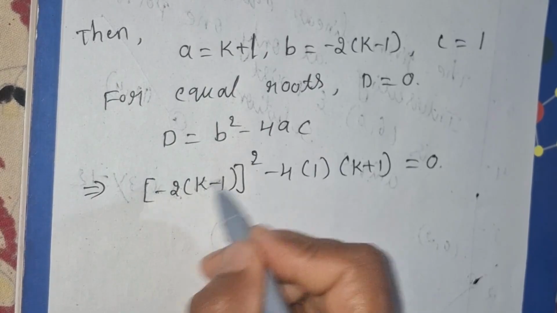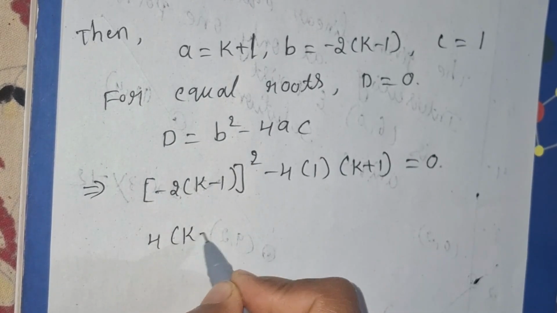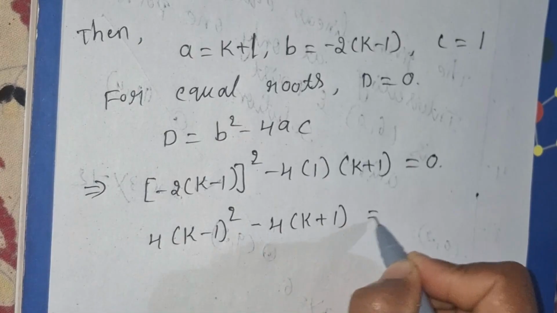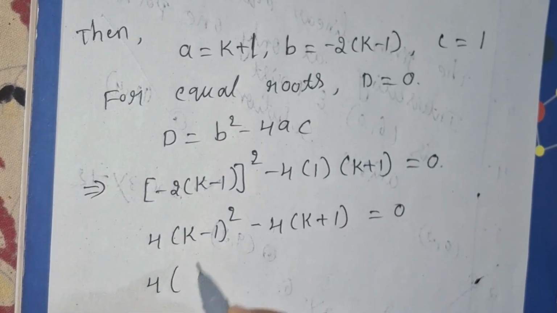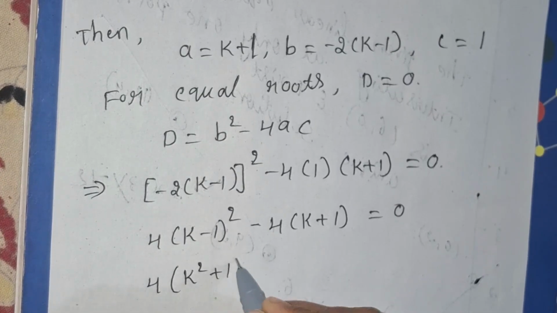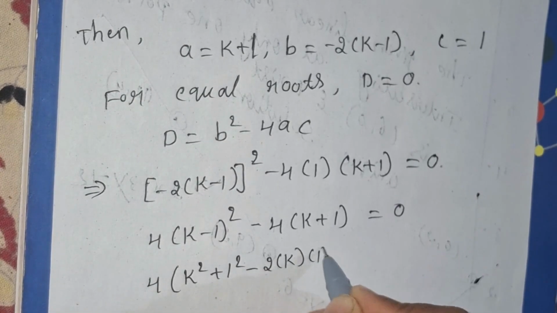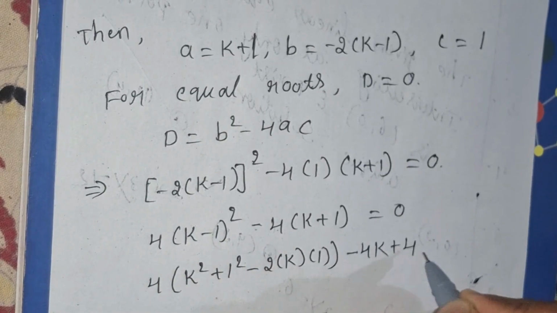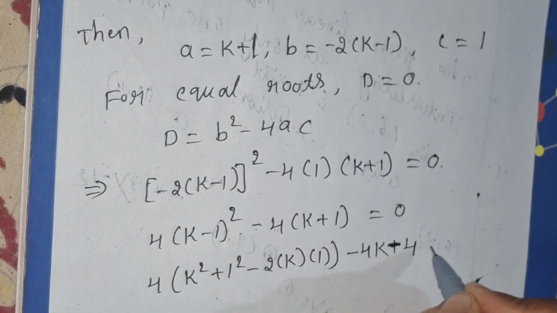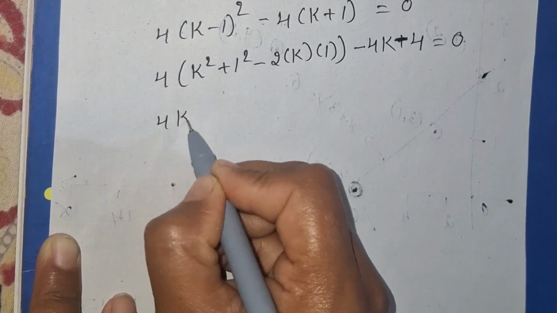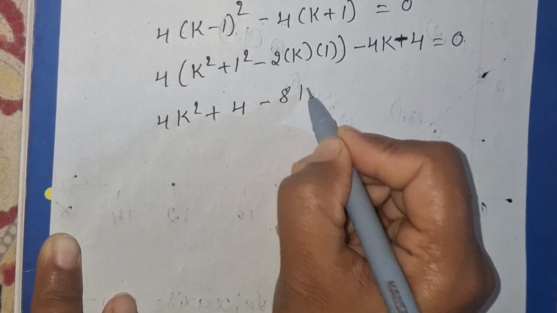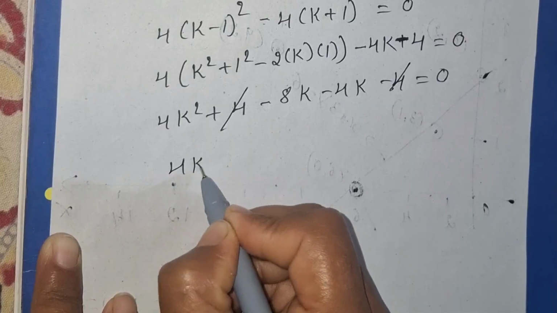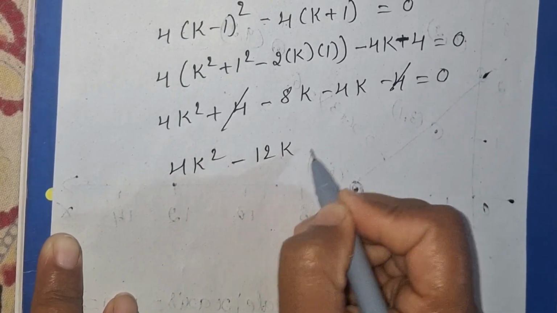Then take the square: minus 2 squared equals 4, so 4 into k minus 1 whole square minus 4 into k plus 1 equal to 0. Then apply the a minus b whole square formula, a square plus b square minus 2ab. Then multiply 4 into k: 4k square plus 4 minus 8k minus 4k minus 4 equal to 0. Minus 4 plus 4 cancel.